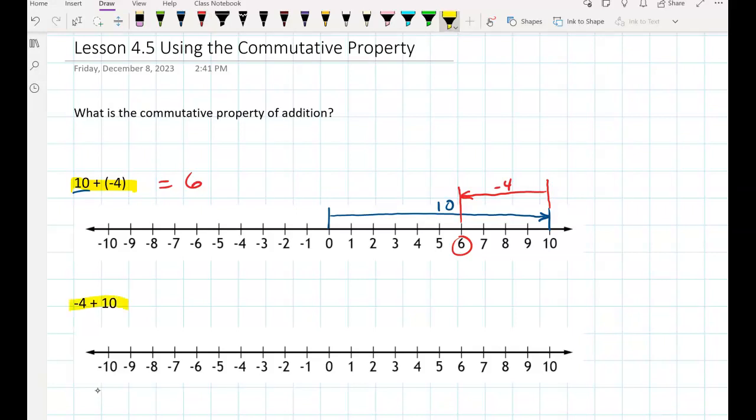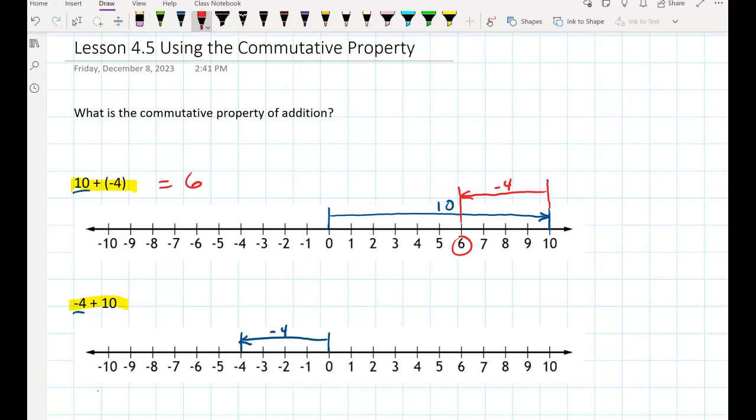It's negative 4 plus 10. As you can see, all I did was reverse the order of the integers that I'm adding. But because of the way this stuff works, I'm going to start at 0 again, but I'm going to go to my first number, which is negative 4. So starting at 0, I'm going to go to negative 4. There I am, going to negative 4.